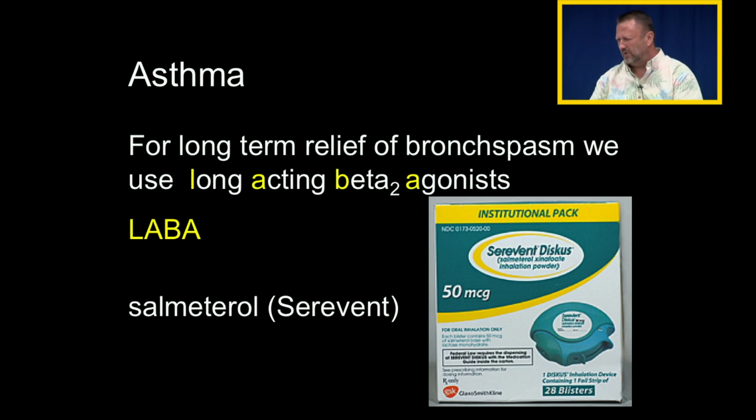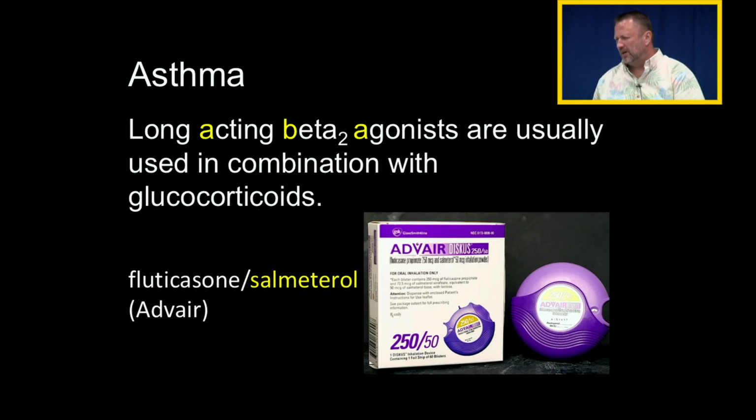And so if you listen and read carefully, long-acting beta agonists, if they're used alone, can increase the risk of death in the patient because all we're doing is masking the symptoms. We're not actually treating the inflammation. And so the long-acting beta agonists should always be used in combination with a glucocorticoid, and that's what Advair is, a combination of a glucocorticoid and the long-acting beta agonist salmeterol.